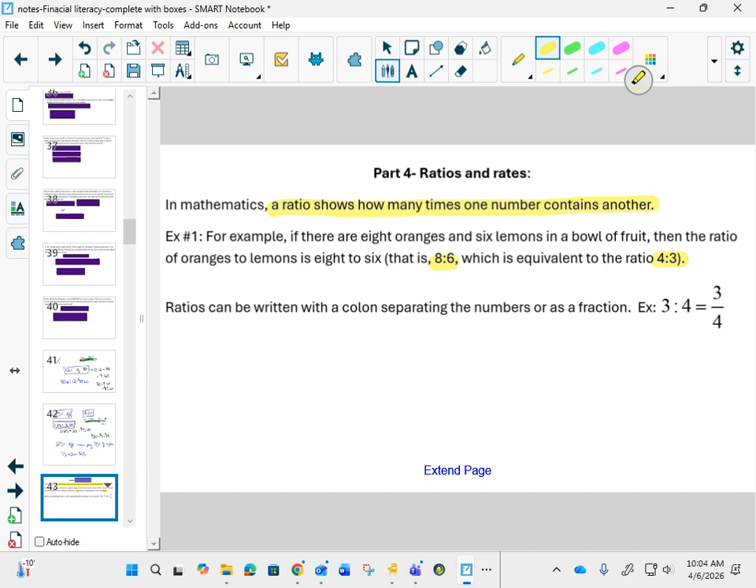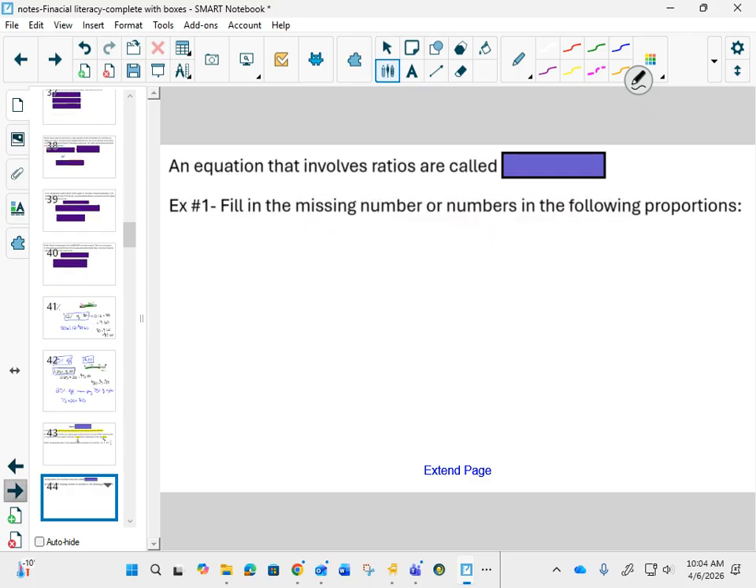Okay? And anytime we have a ratio, and what we're going to do underneath these is you can write them as a fraction. So the ratio of 3 to 4 would be a fraction of 3/4. An equation that involves a ratio is called a proportion. So in our first example here, we're going to fill in some numbers.